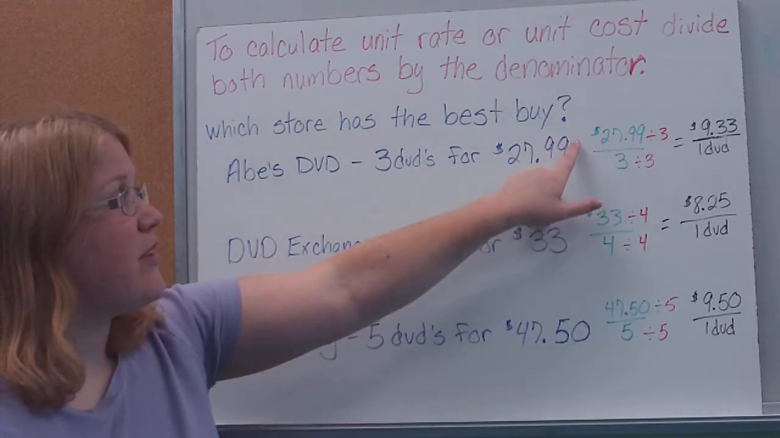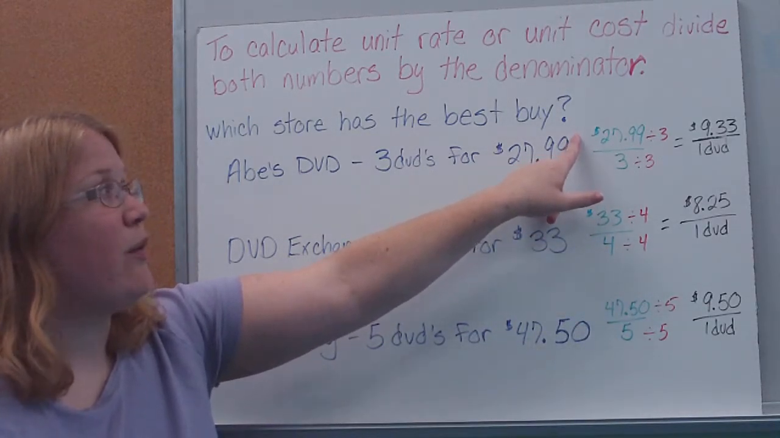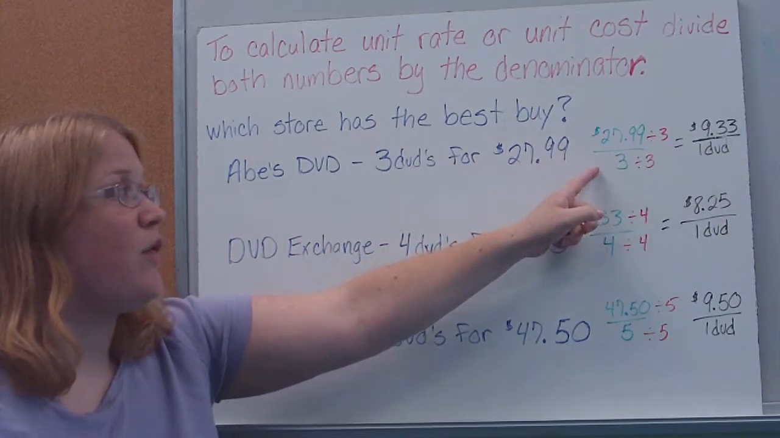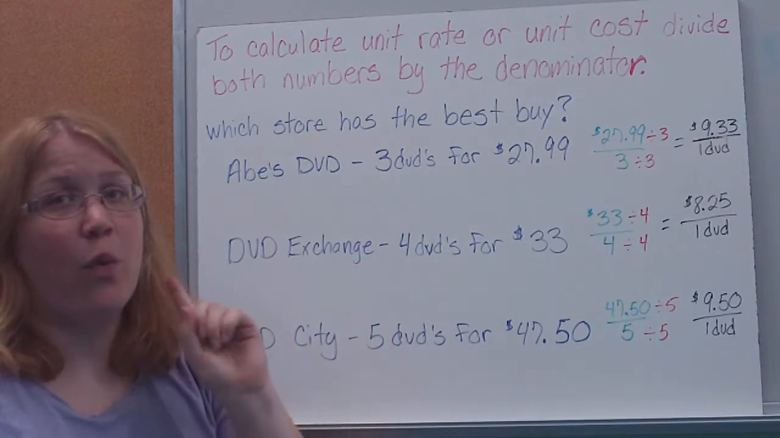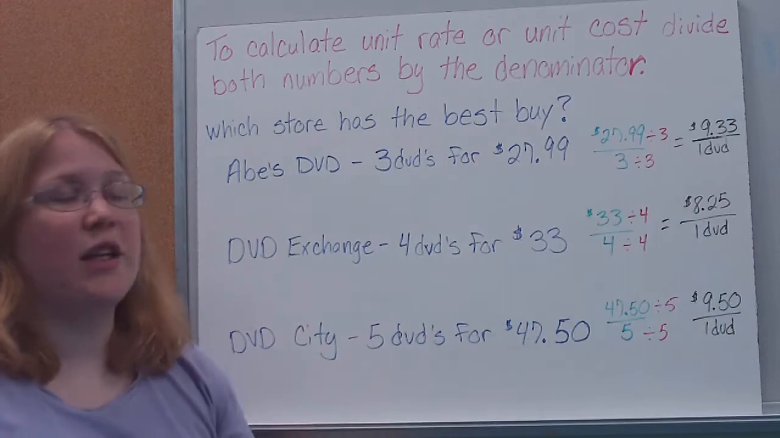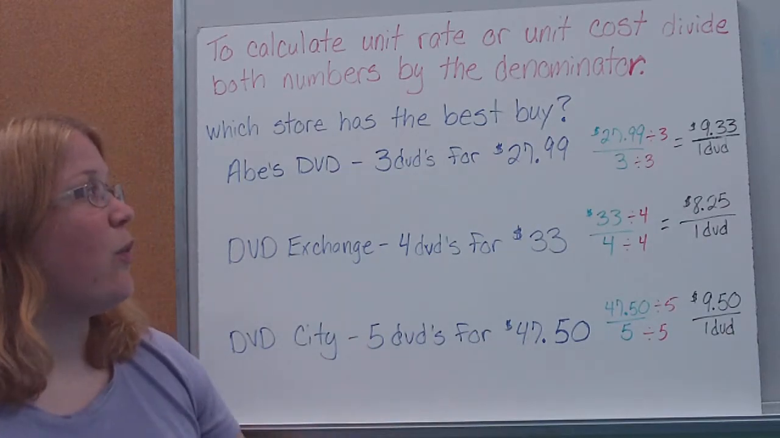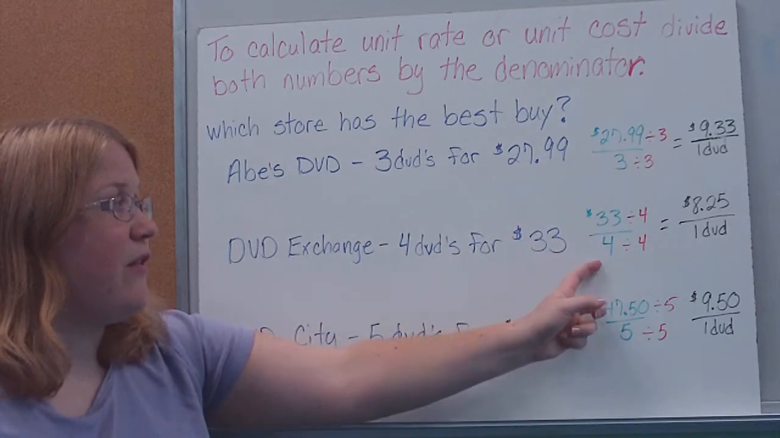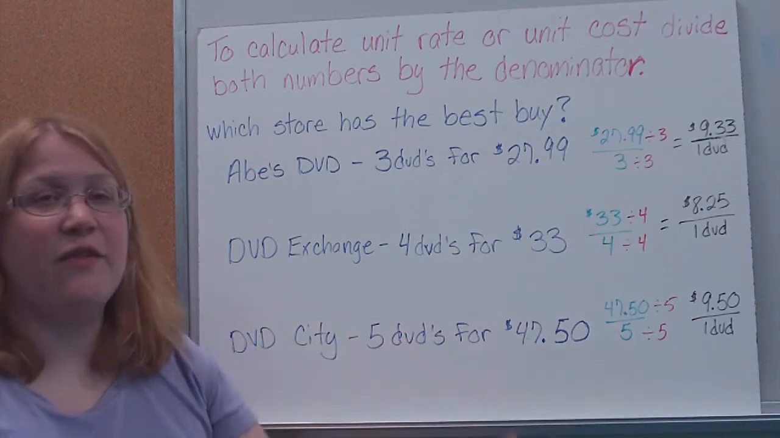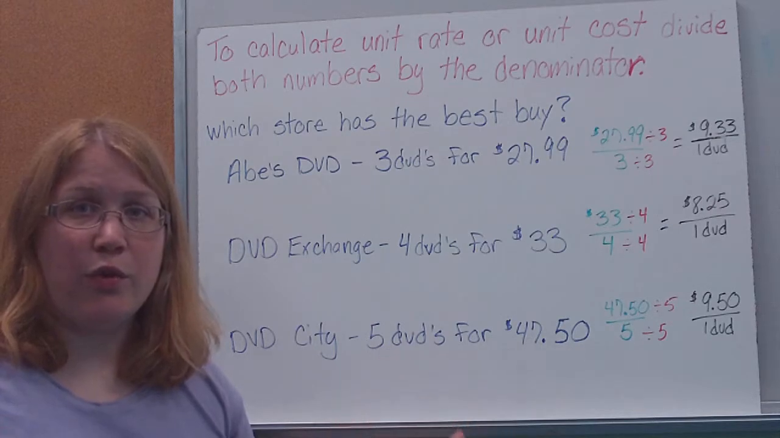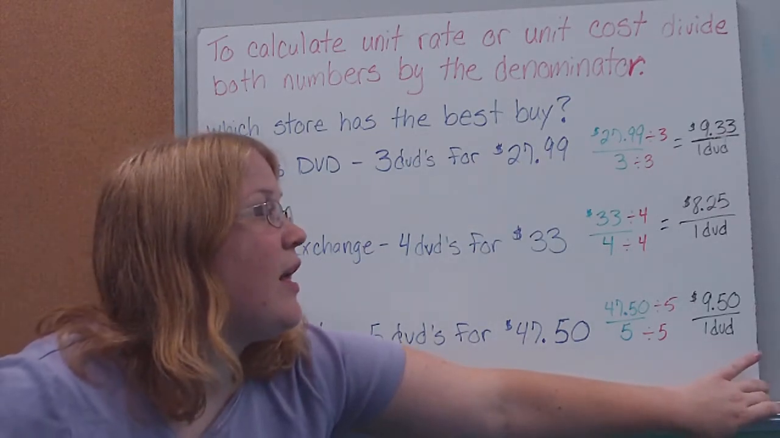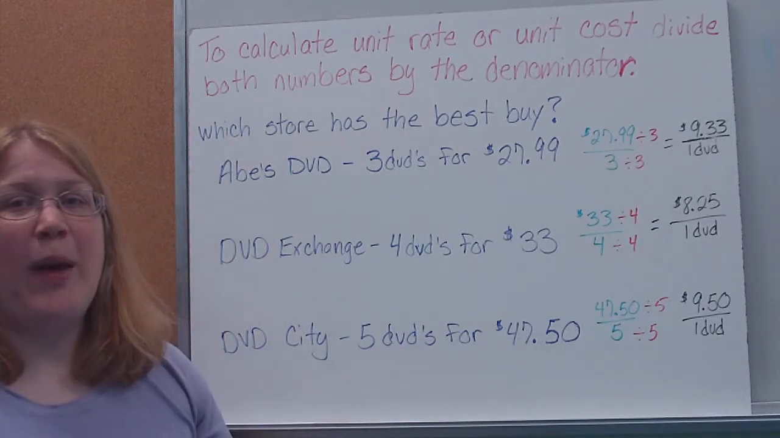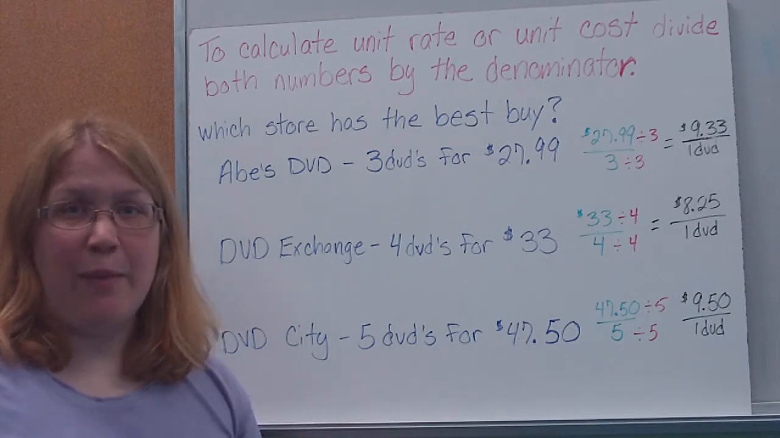So you'll notice the first thing I did over here is just wrote my rates. Money over DVDs, because I want to know how much it is for one DVD. So the DVD is going to go on the bottom, because that's what I want to reduce down to 1. So over here I had $27.99 for 3, $33 for 4, or $47.50 for 5. So I've just written the rates or the ratios. Then how am I going to determine what my best buy is? I'm going to reduce them, all right?